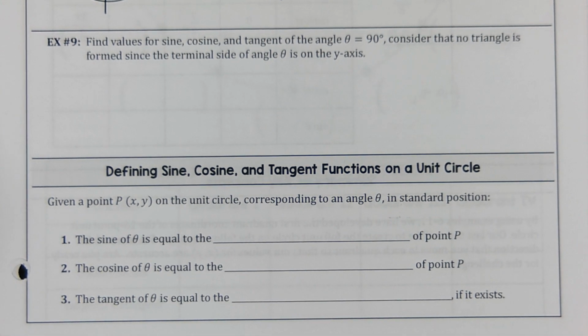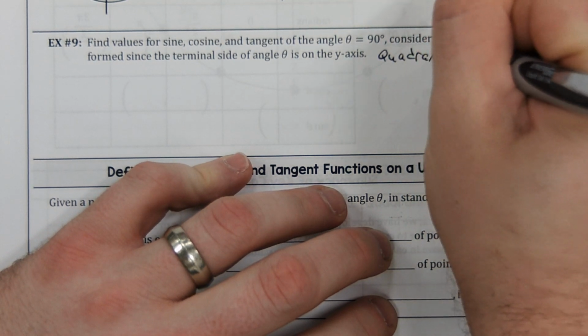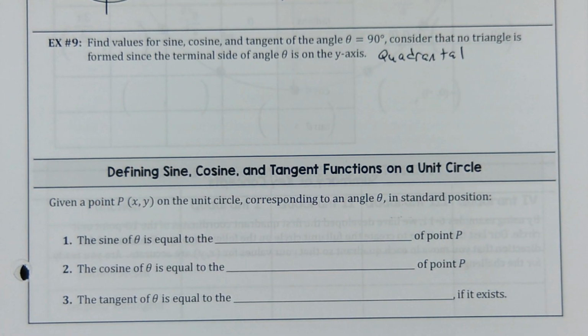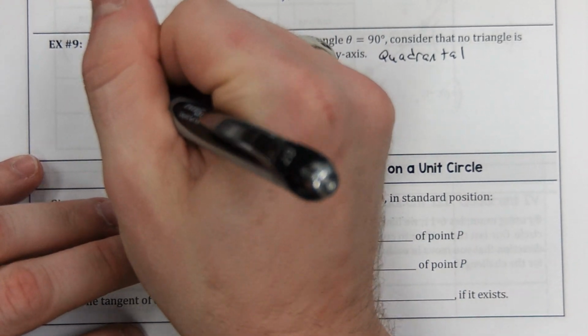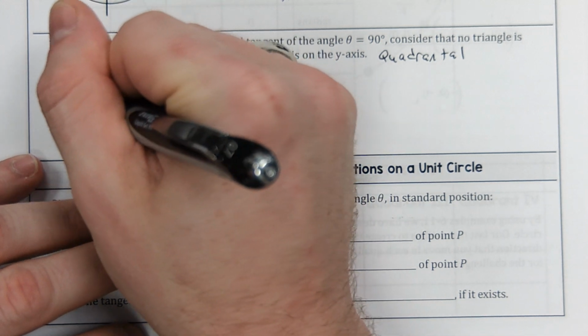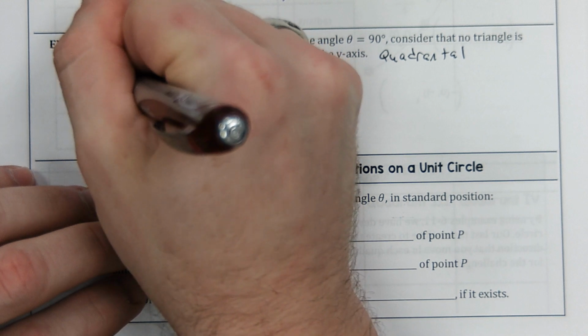How do you do that? 90 degrees is not going to be a triangle. 90 degrees is what we call a quadrantal angle because it lands on one of the axes. Quadrantal. That's either on the x or the y axis. 90 degrees is on the y axis, isn't it? Now, this is one of those few times where I'll say, let's just go ahead and say it's the unit circle. That puts me here.